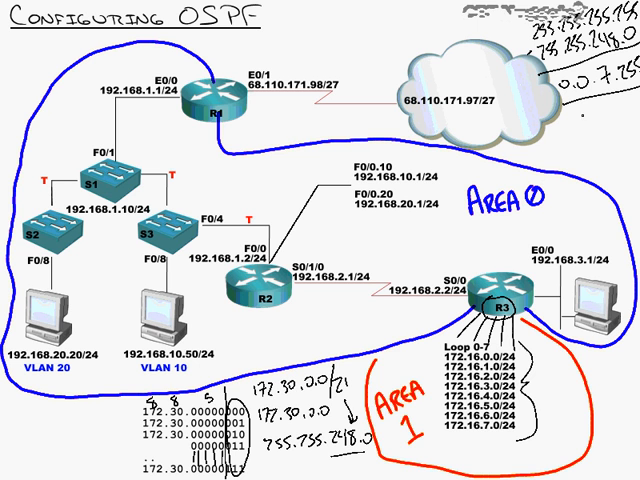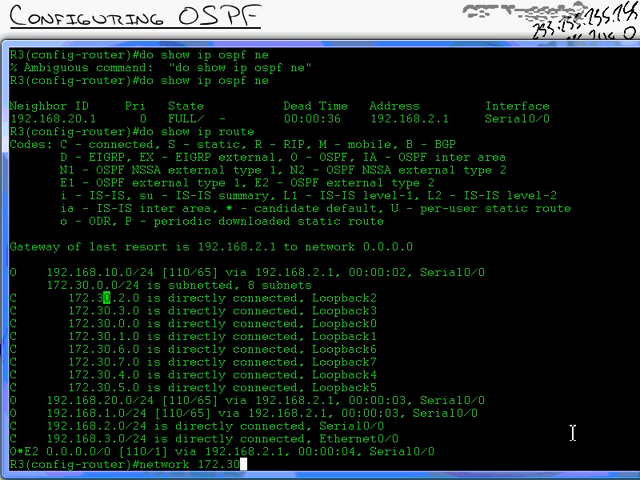Now, like I said, this is just showing off because you can accomplish the same thing by going in here and typing 172.30.0.0 with a wildcard mask that looks like that. And that would work because all these interfaces start with 172.30, and that's what we're saying is important here.